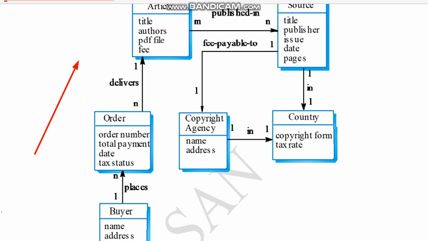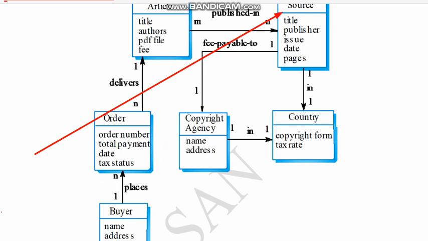Alright guys, okay. See, one article can be ordered n times. Are you getting that? N number of orders can be placed for one article, right? So it is like that. Next, one copyright agency can be occupied by one country. One country may have one copyright agency, right?